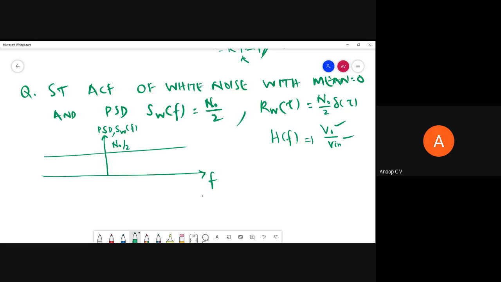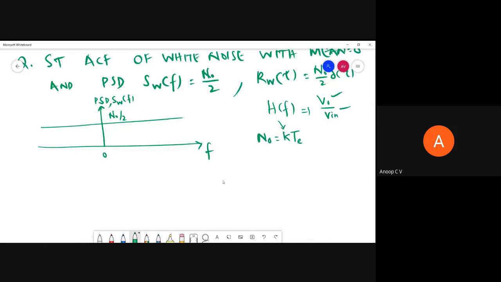So what does this mean? It means for all frequency range, white noise has the same power level. Whichever frequency you are considering, there will be white noise interference. And this N naught, we have represented as k T_e. k is the Boltzmann constant, and T is the equivalent noise temperature, right? And I have given you the definition of equivalent noise temperature.